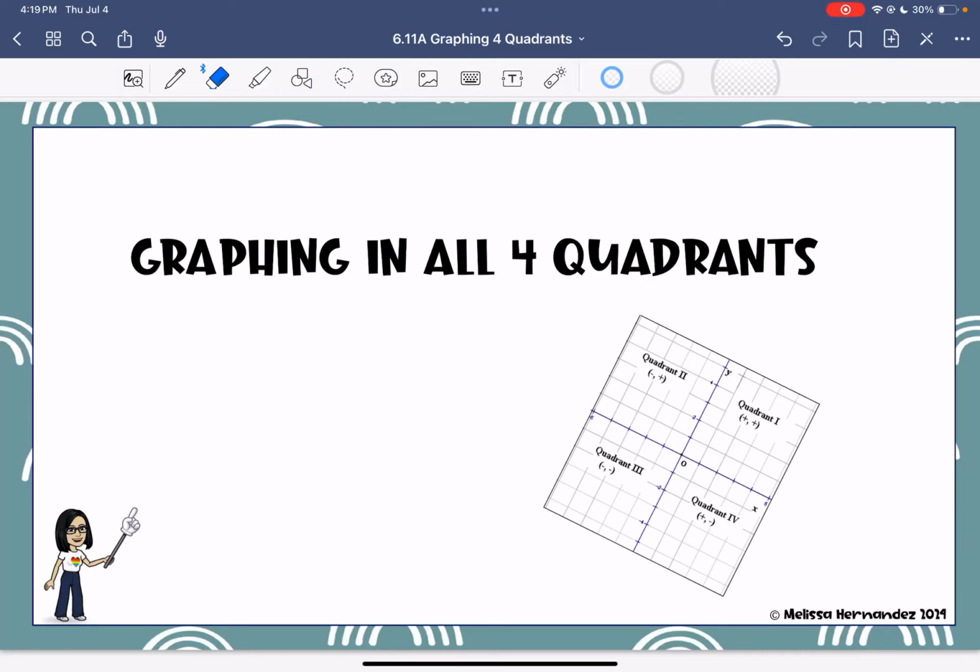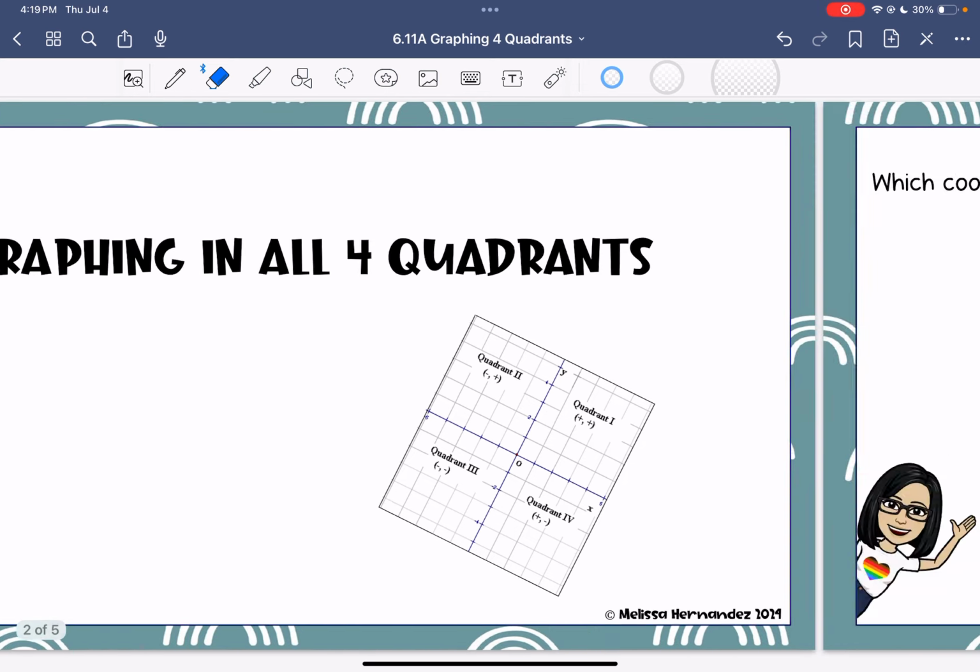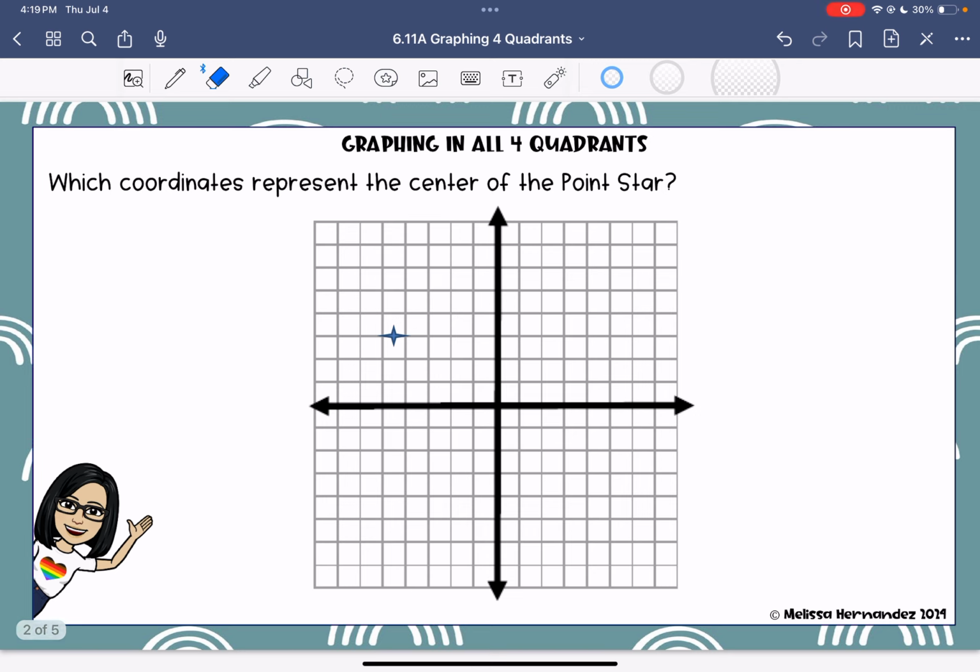Today's video, we're going to practice graphing in 4 quadrants of the coordinate grid. So for the first example, it says, which coordinates represent the center of the point star?